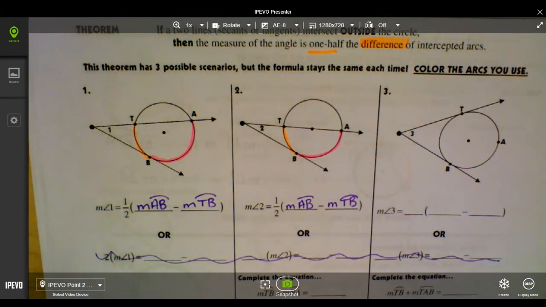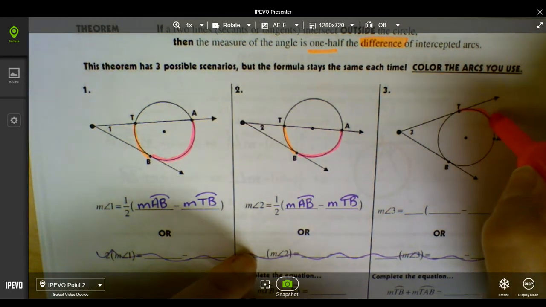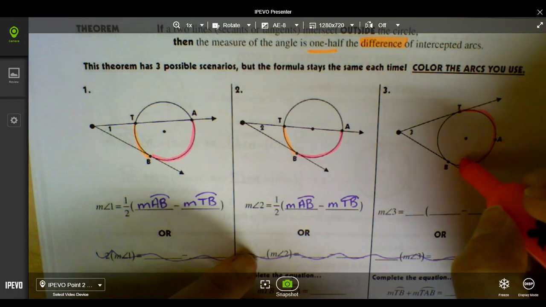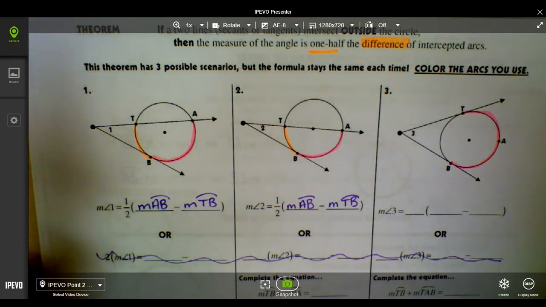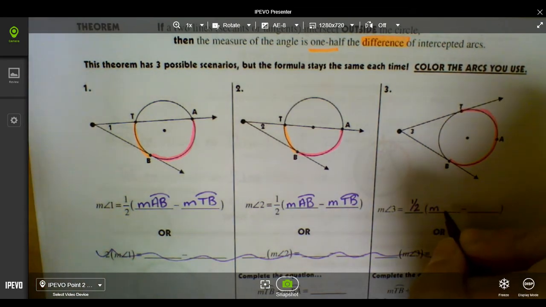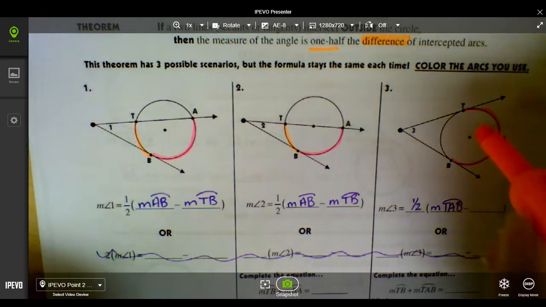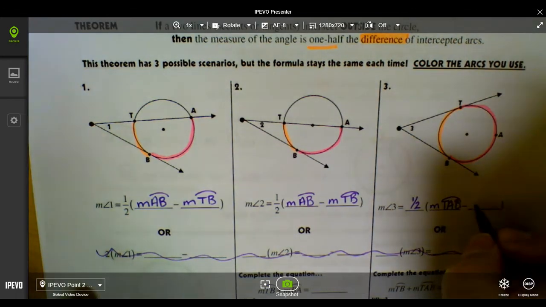All right. And then for this one, same thing over here. We're going to take this bigger exterior arc, but now we have to go all the way around over here, and that's a major arc. So we have to use 3 letters, and we have to fill in this 1/2. So we have the measure of arc TAB, and then we are subtracting this more interior arc of TB.